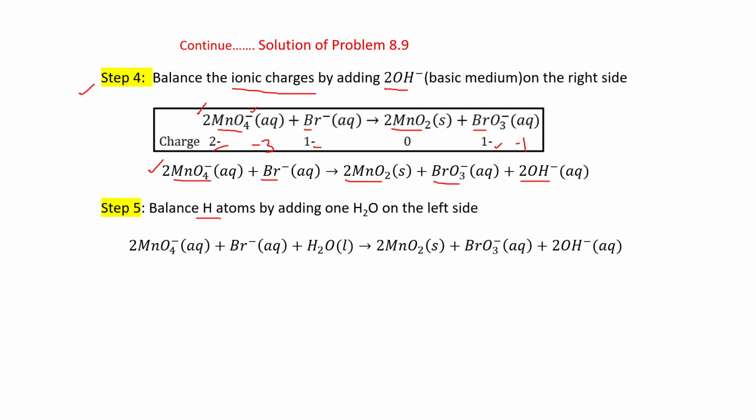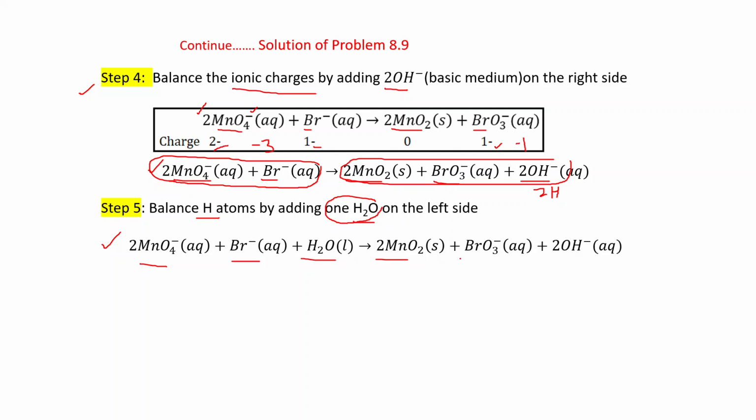Now balance hydrogen atoms. To balance the hydrogen atoms, we have to add water, H2O. Again calculate the hydrogen atoms on both sides. In the reactant side, no hydrogen atom is there. But in the product side, 2 hydrogen atoms are there at this place. So we have to make 2 hydrogen atoms on the reactant side, that is the left side. So we will add 1 H2O on the left hand side. So our final balanced equation is 2MnO4 minus plus Br minus plus H2O converting into 2MnO2 plus BrO3 minus plus 2OH minus.